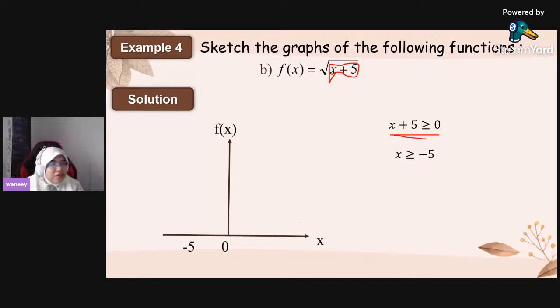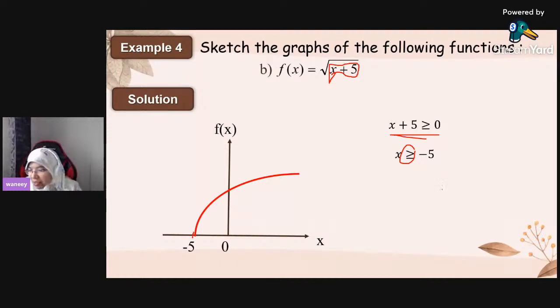We need to decide, is it going to the right or is it going to the left? So based on the domain, we have greater than negative 5. So that means we are going to the right hand side. Okay, so that is the square root of x plus 5.